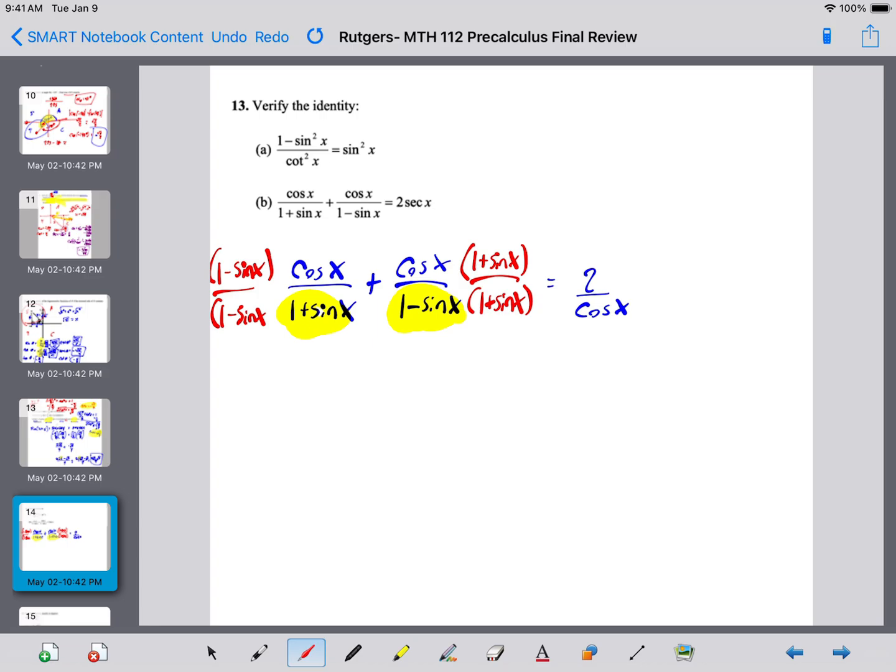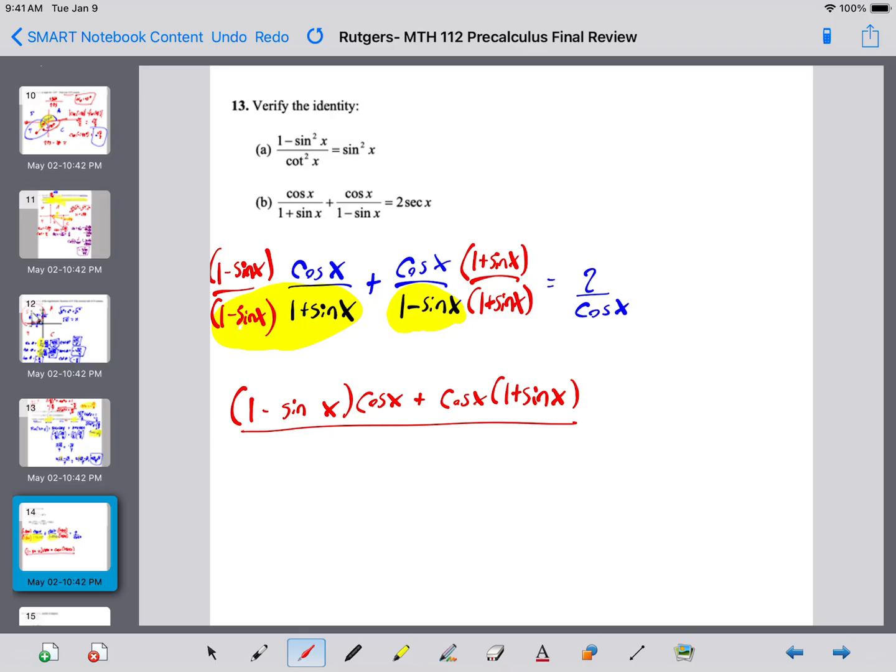Alright. So now, because when you multiply by a conjugate, it's a difference of perfect squares, I have 1 minus sine x cosine x plus cosine x times 1 plus sine x over 1 minus sine squared, because it's the difference of perfect squares. It's just multiplying out.